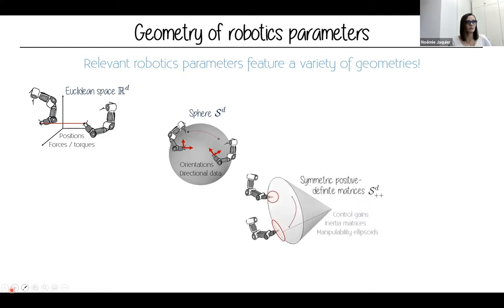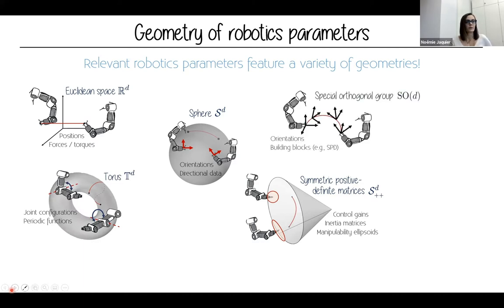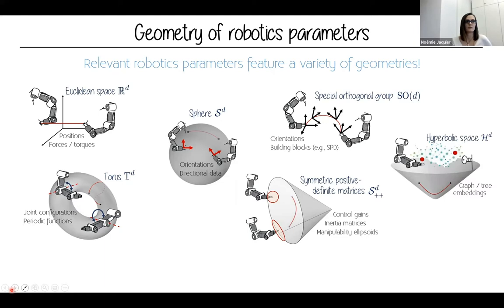In robotics, we use a lot the space of symmetric positive definite matrices. It helps us to define controller gains, but also inertia matrices for the robots and for the objects, and also manipulability ellipsoids. Among other spaces, we have the torus, in which the joint configurations intrinsically lie, and we can also use this to represent periodic functions. We have the special orthogonal group, which is another way to represent orientation, and which we also use as building blocks for other geometric data, such as SPD matrices, if you use the eigenvalue decomposition. And finally, we have the hyperbolic space, which we use to embed graph and tree data.